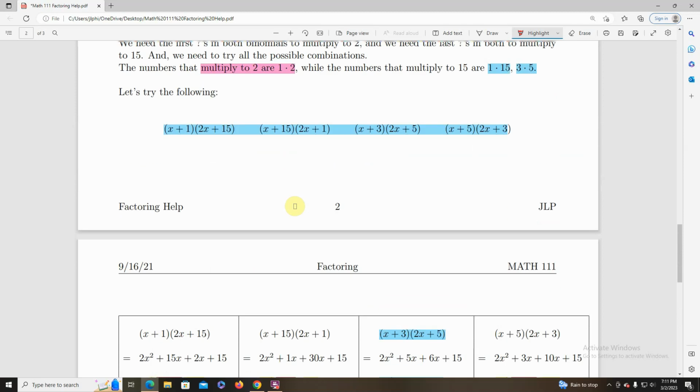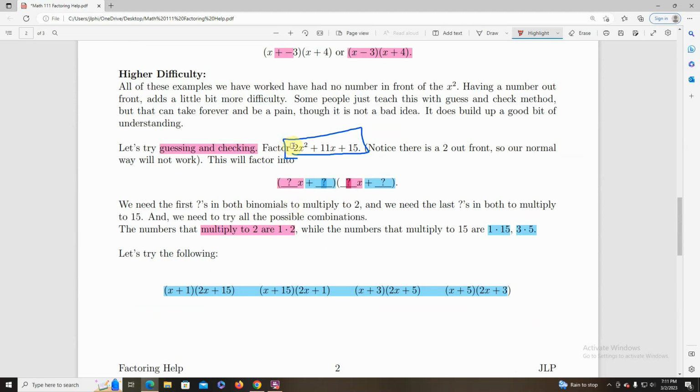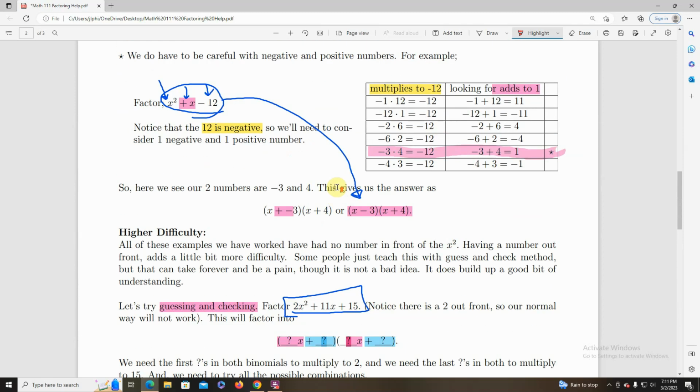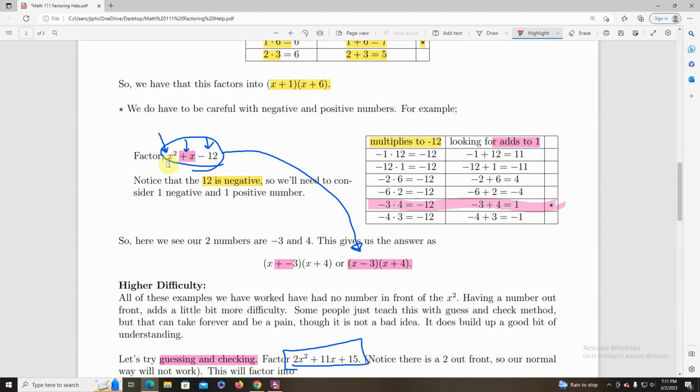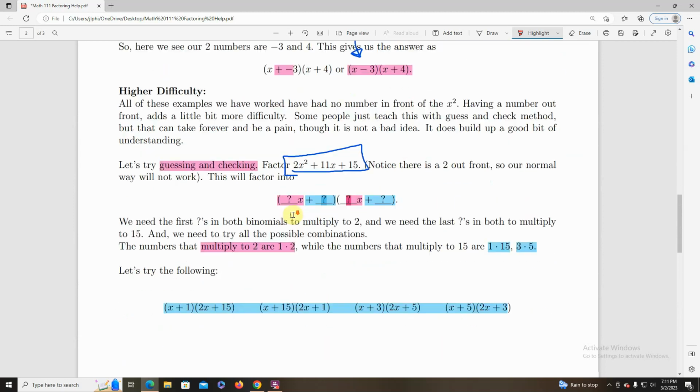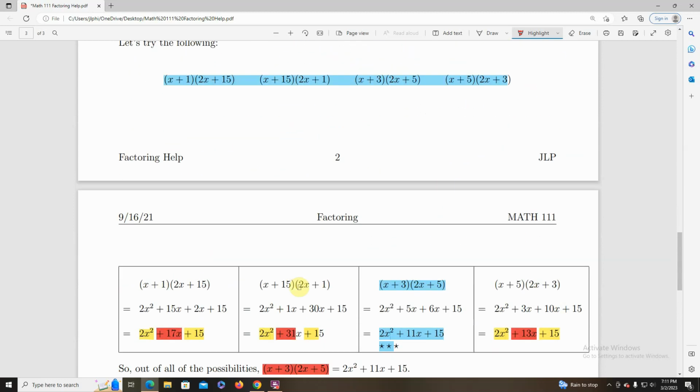But all we're really going to do on our test, we're not even going to do these high level of difficulty. We're going to stick to the ones with no coefficients out front. But I wanted to show you this just to kind of lead you into Math 111. Okay?